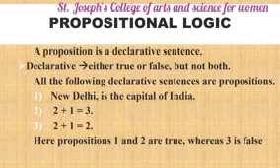The first statement given here: New Delhi is the capital of India. The second one: 2 plus 1 is equal to 3. Both statements give the answer true. Whereas the third one, 2 plus 1 equals 2, gives us a false answer. So all these three statements are called propositions because they provide an answer of either true or false.